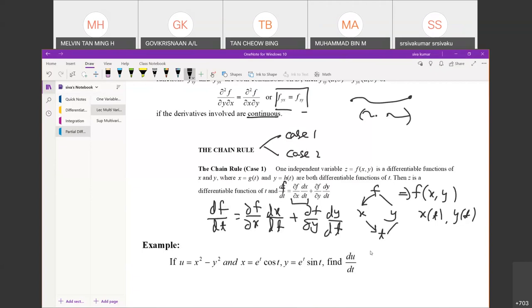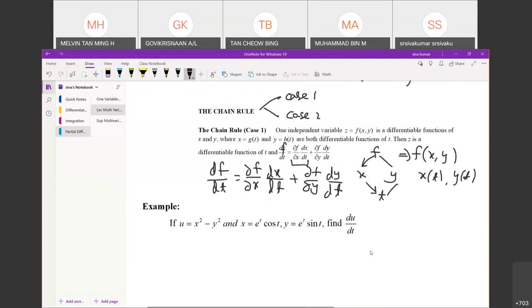Now let us give one example. How do we do this? We go for u. First we design the method. You can see the design of u works like this. u is a combination of x and y, and x is a combination of t and y is a combination of t. Let me design the chain first. The u is controlled by two independent variables, x and y, and the x and y are controlled by one variable called t.